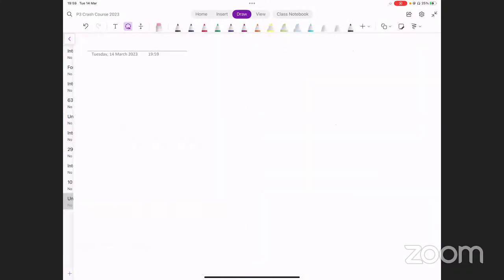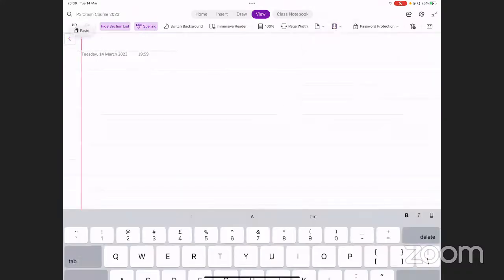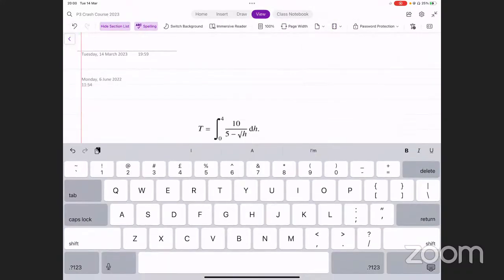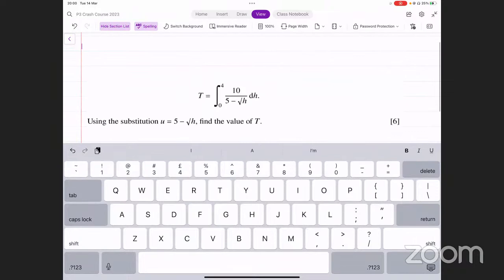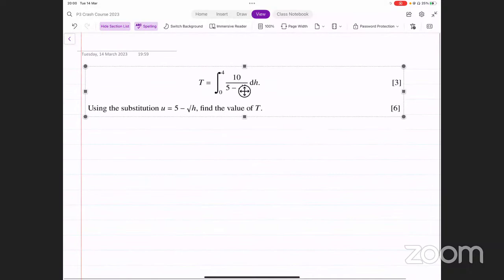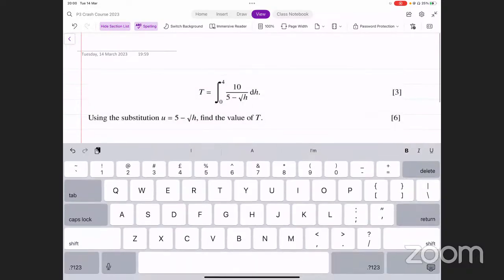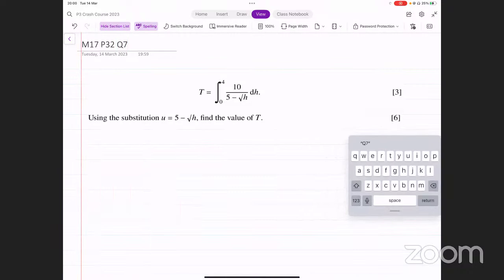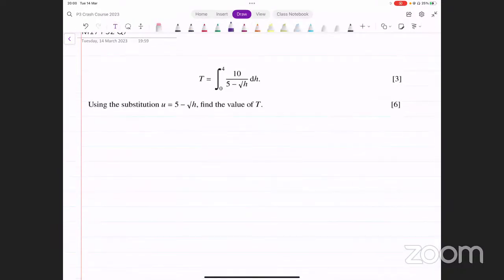Now it's from March 17, this question. Write that here. This is March 17, paper 3-2, question number 7. All right, let's try this. We have this integral given. We need to use the substitution u equals 5 minus square root of h to find the value of t.